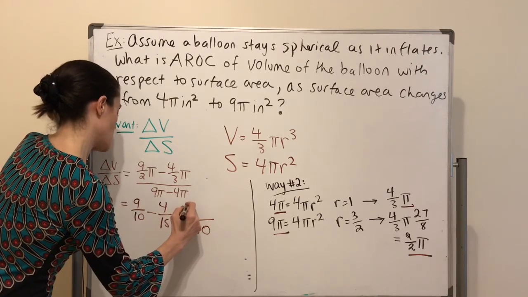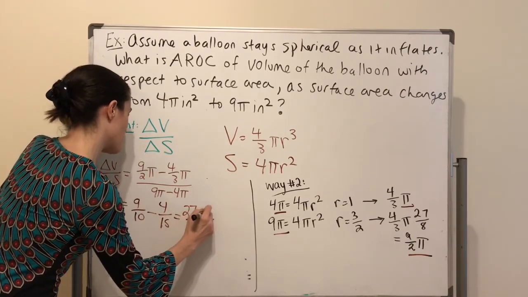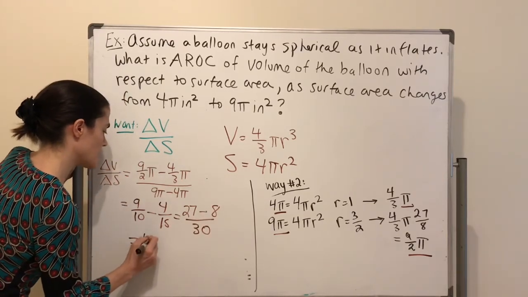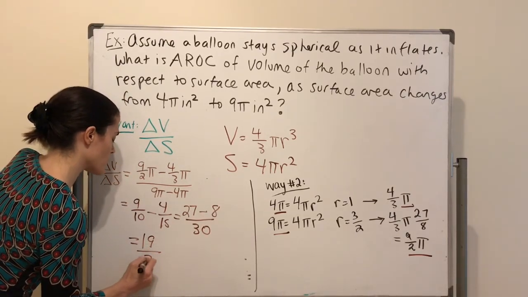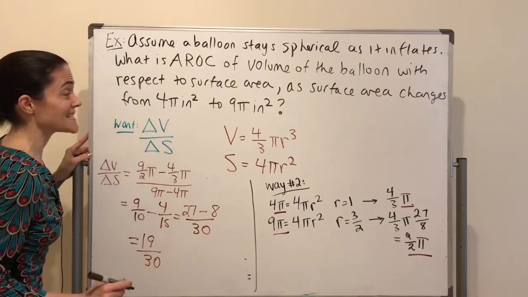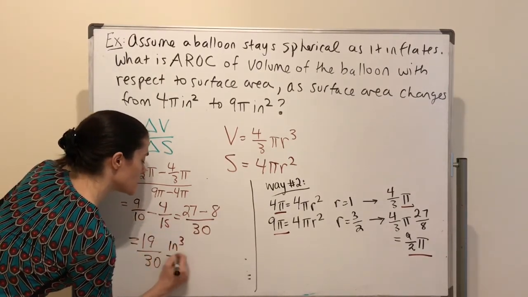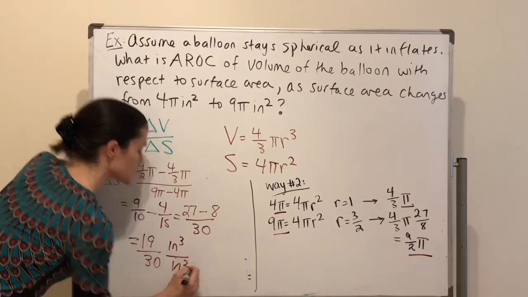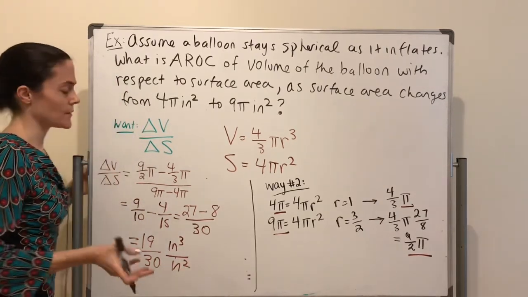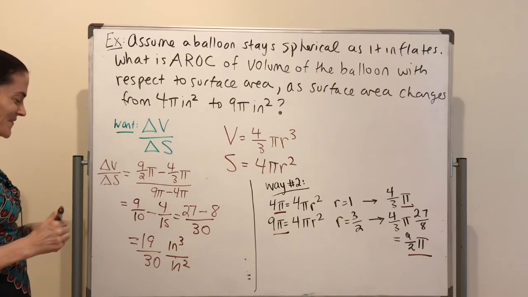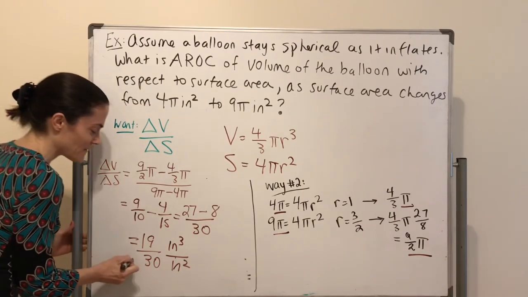This is going to be 27 minus 8 over 30. We get 19/30. And this is in, well, my numerator is in inches cubed, and then my denominator is in inches squared. So the units would be like this, inches cubed over inches squared. This is our final answer here.